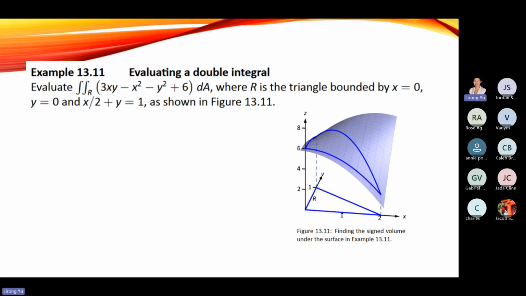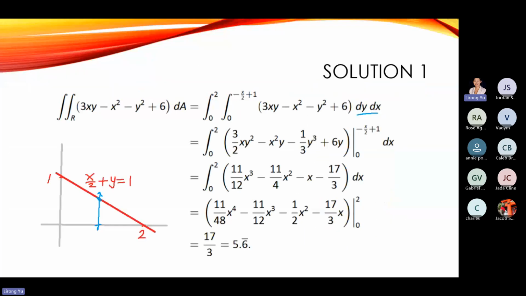In this one, the integration function is the surface that we see in the picture. The integration region is a triangle, using the x-axis, the y-axis and a line as the boundary of the triangle. Again, this is a situation where you can do dy dx or dx dy. Either way is fine.